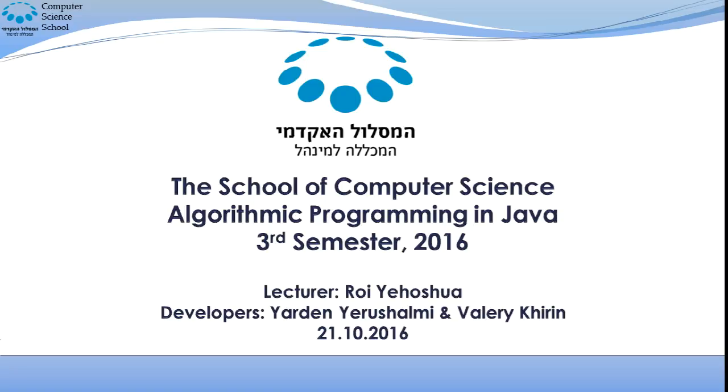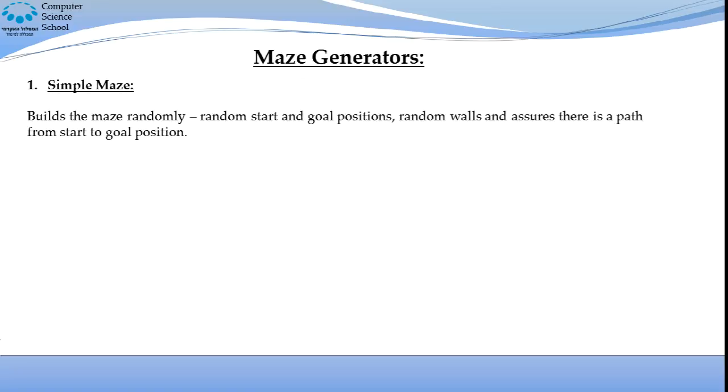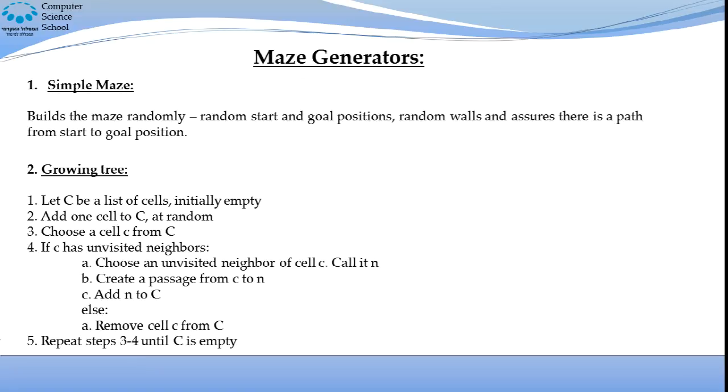In order to build the maze, we use two different building algorithms, simple maze and growing tree generators. The simple maze builds the maze randomly, which means random start and goal positions and random walls. It also assures that there is a path from start to goal position. The growing tree algorithm works differently.